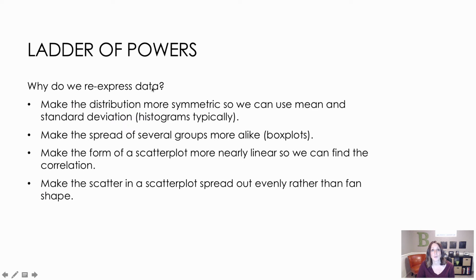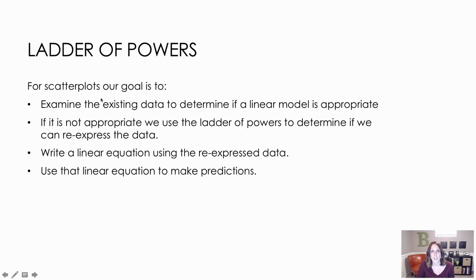Well, then I can re-express some data. The reason that we would re-express data is to make it more symmetric, so we can use mean and standard deviation, which we talked a little bit about previously, to make the spread of several groups more alike in box plots, to make the form of a scatter plot more nearly linear so we can find the correlation, etc. So specifically for scatter plots, we're trying to get all of that scatter that's curvy to instead make a straight line, so then we can find our regression equation and use it to make predictions, etc.